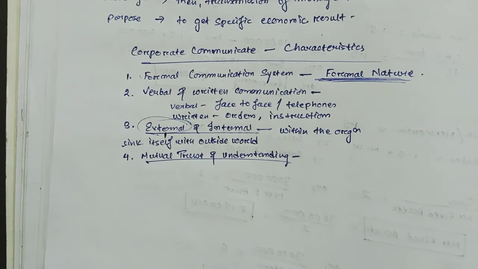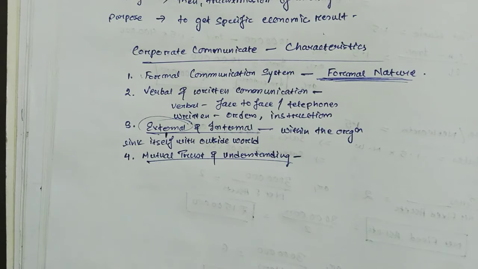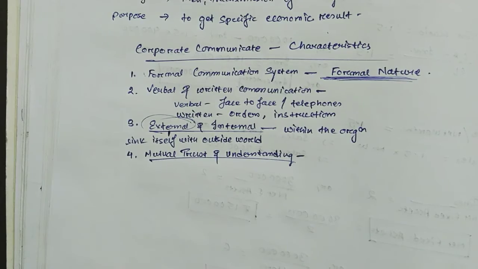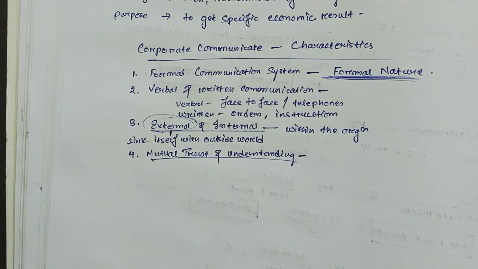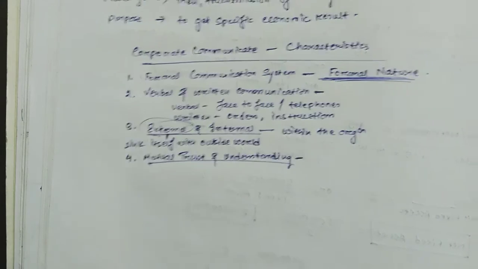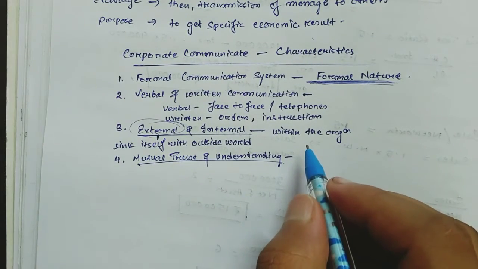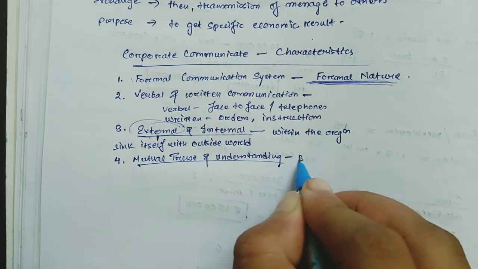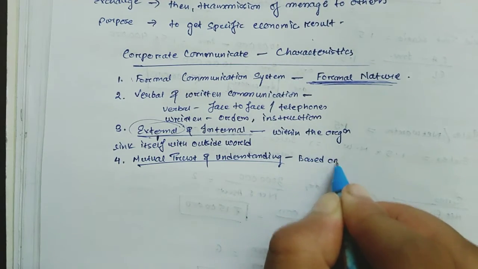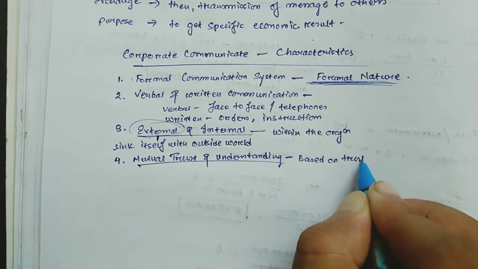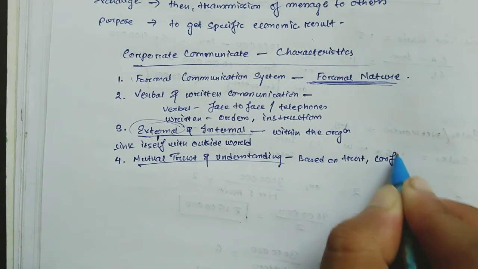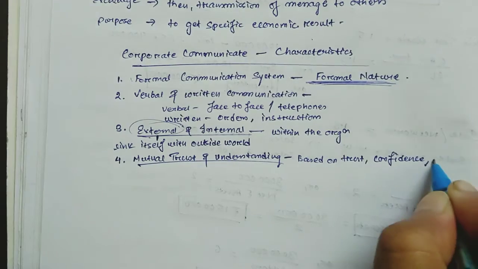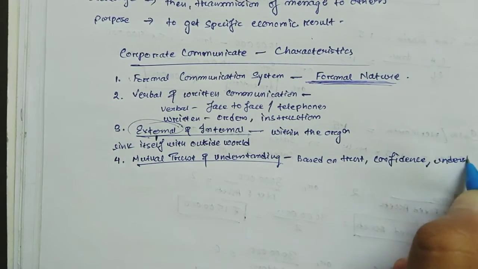Okay, and in that sense there is a mutual trust, at least towards the post, and there's a mutual understanding that if you are not obedient you might face consequences. Okay, so generally all this communication that happens under corporate communication is based on trust, confidence in the person, and understanding.